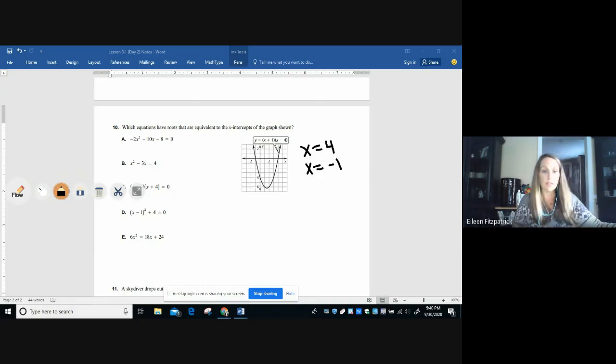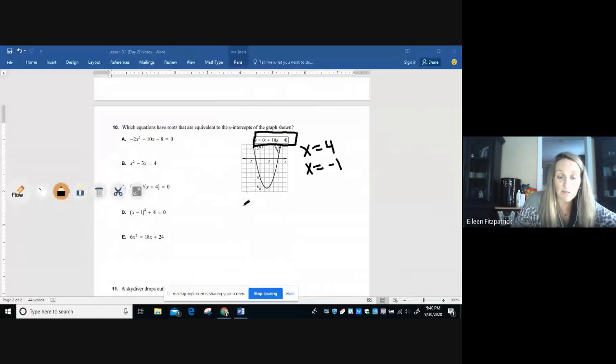There's a few ways you could do it. If you wanted to, you could come over to A, B, C, D, and E and try to factor all of them, and then see if they match the factors here. That's one option. You could FOIL this together and see if that equation is equivalent to any of the other equations. So you have options here. I think it's actually faster to FOIL. So I'm going to take the given x plus 1, x minus 4, and I'm going to FOIL that.